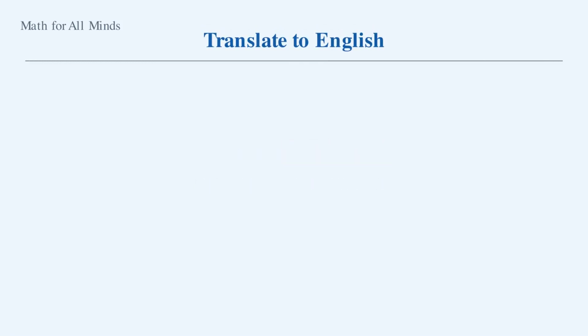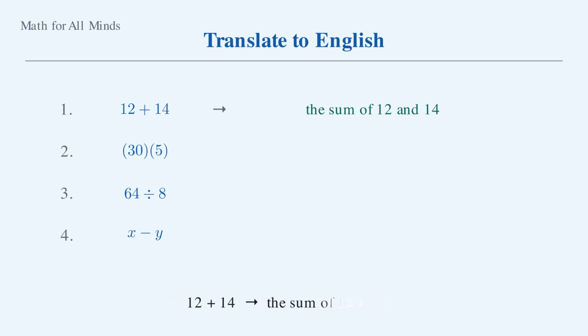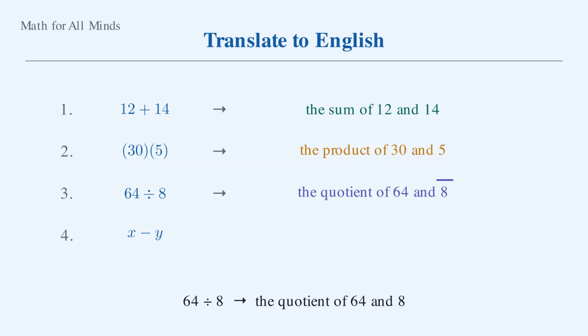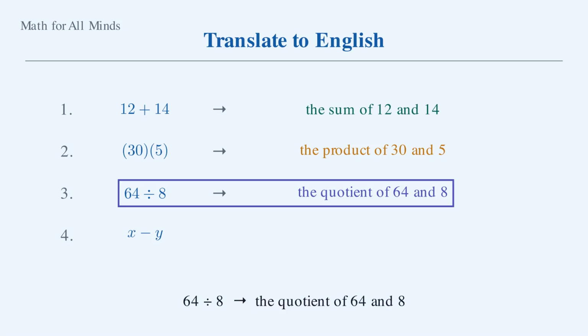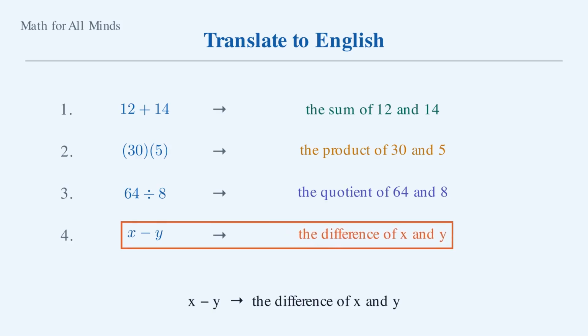Let's try translating in the other direction. Look at these 4 and read each one aloud in plain English. Try them yourself before I read the answers. Here we go. 12 plus 14, the sum of 12 and 14. 30 times 5, the product of 30 and 5. 64 divided by 8, the quotient of 64 and 8. And x minus y, the difference of x and y.